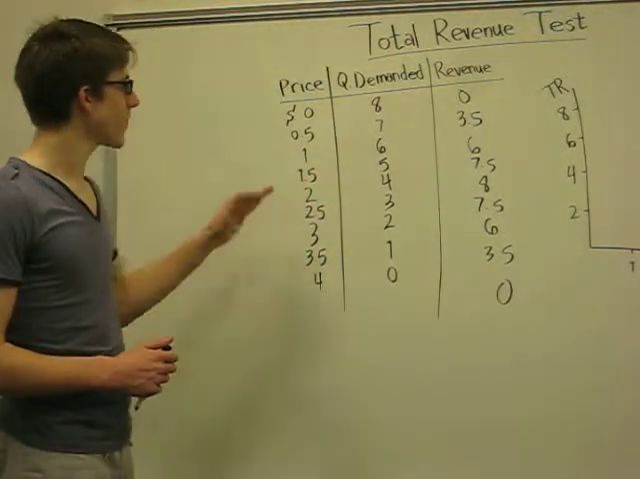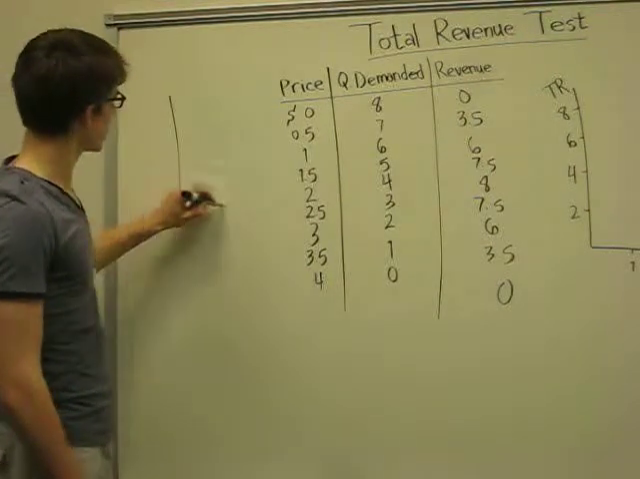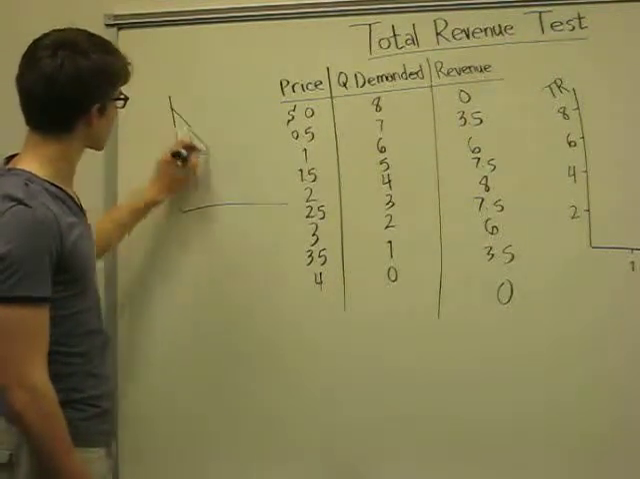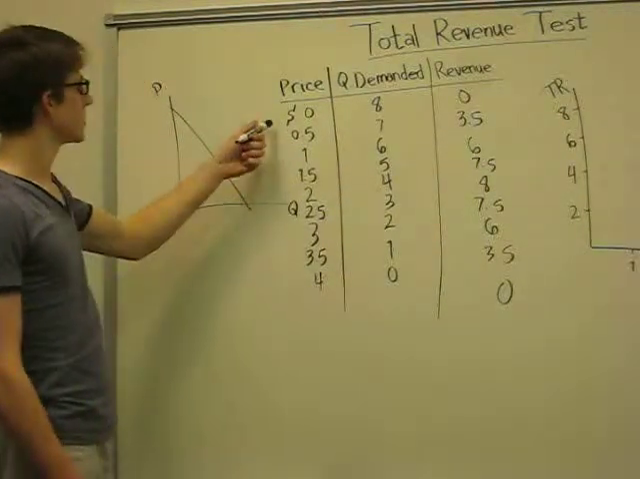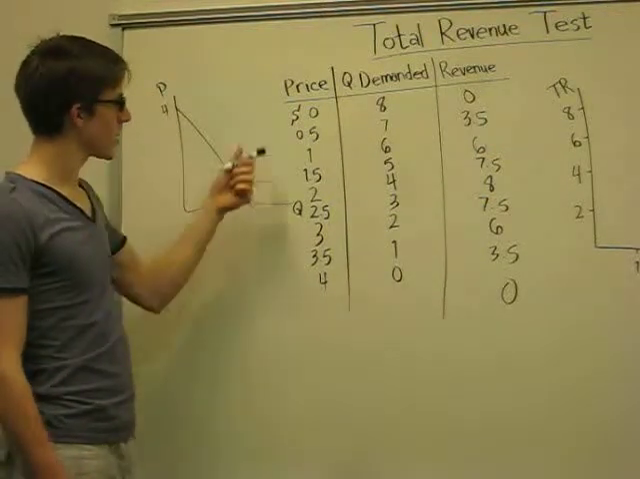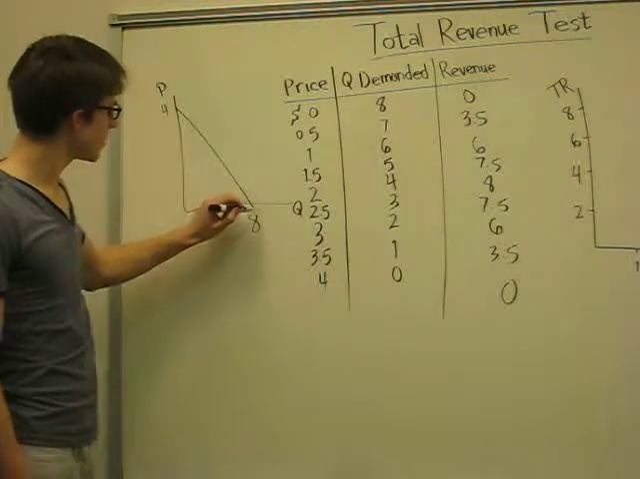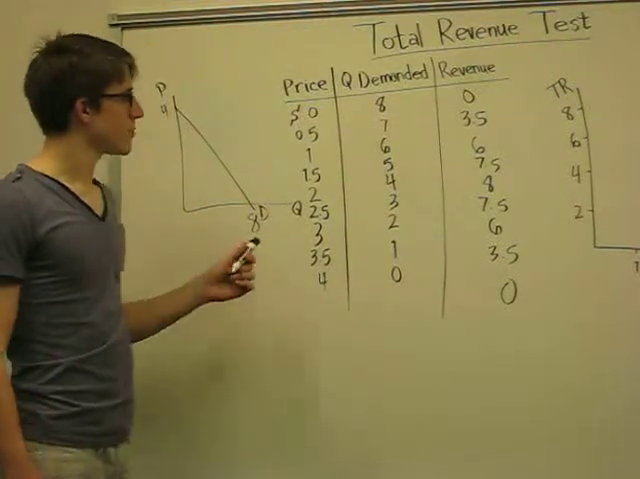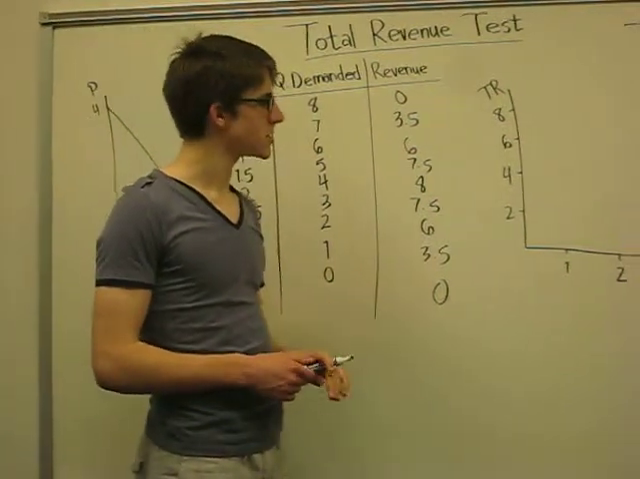So now, instead of graphing price versus quantity demanded, which is what you do to get your demand curve, it would look something like this, with price here, quantity here. When price is $4, 0 are demanded, and when price is $0, 8 are demanded. This would be your demand curve for socks. But we're not interested in that right now. We're going to look at the application of elasticity here.